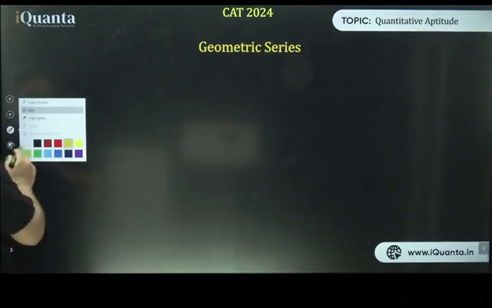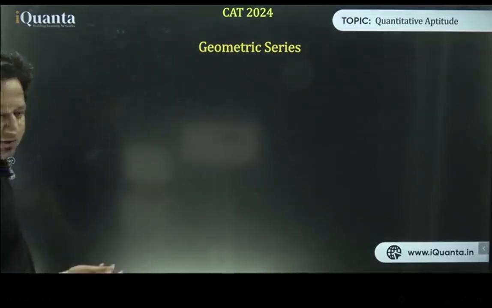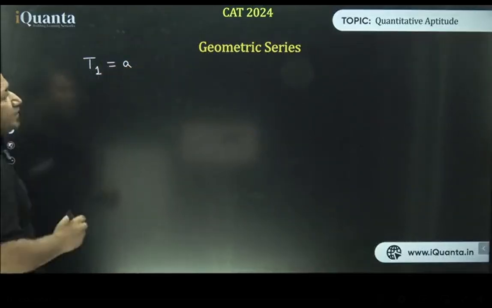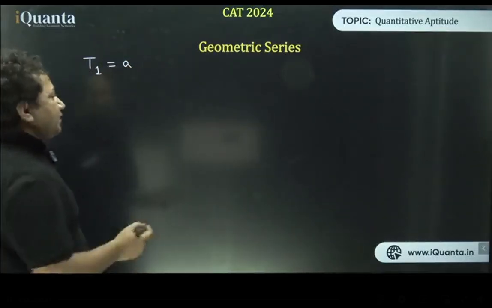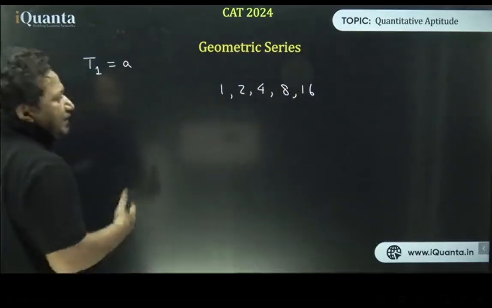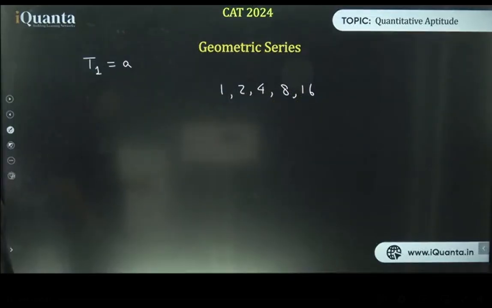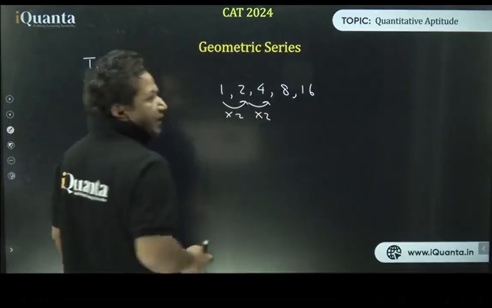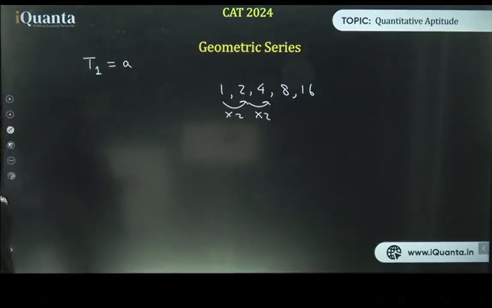So, I'll draw a parallel with AP. In AP, the first term, here also, I'll assume the first term, T1, to be A. So, what happens in GP? I'll give you an example: 1, 2, 4, 8, 16, etc. As you can see here, every successive term is double the previous term. So can I say the ratio is 2, isn't it? Every term in this series divided by the previous term would always be equal to 2. Yes or no? In case of AP, the difference was common. Here the ratio is common.